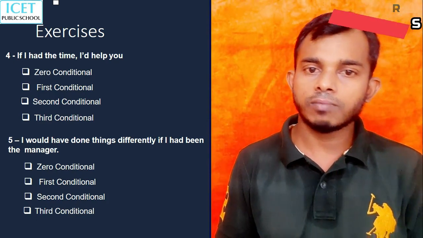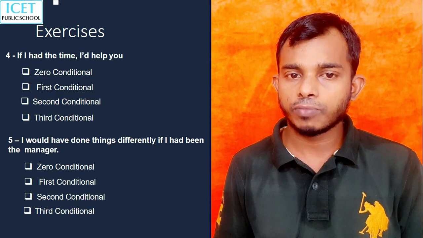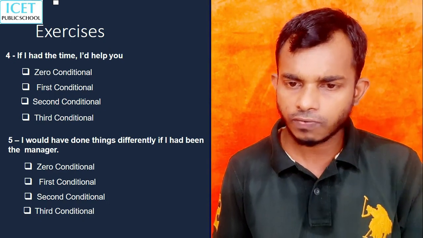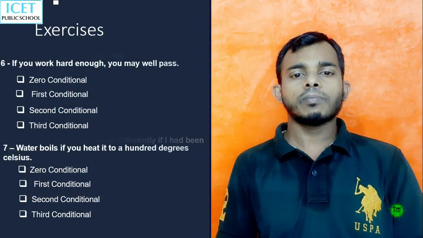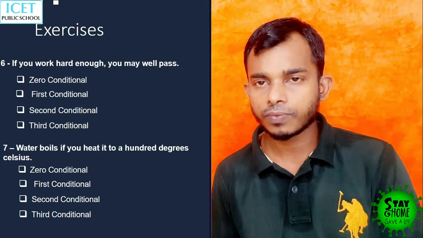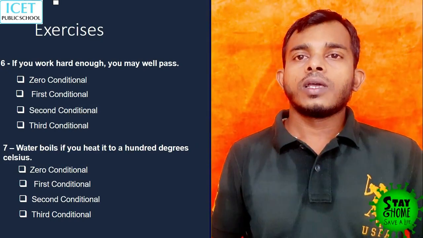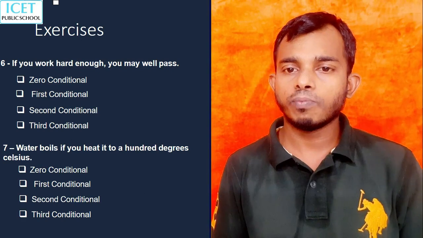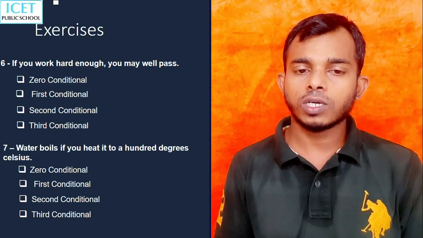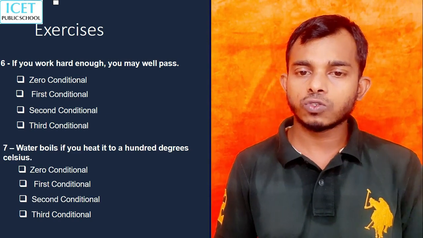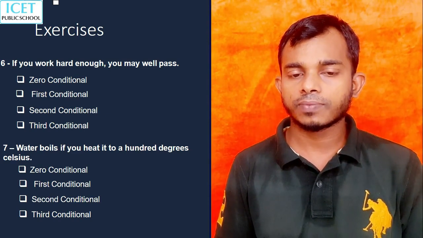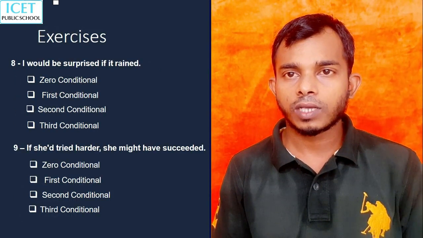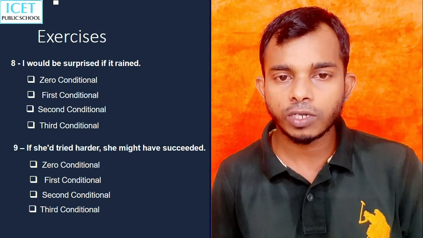Here: if I had time, I would help you. And the fifth one: I would have done things differently if I had been the manager. What type of sentence is this? And here: if you work hard enough, you may well pass. Seventh one: water boils if you heat it to 100 degrees Celsius. What type of sentence is this? I think you can pause the video and write. Okay, I am going fast.